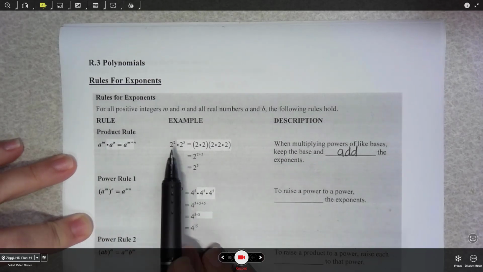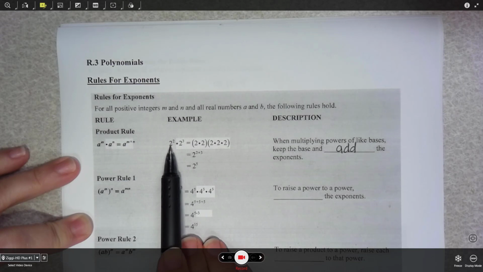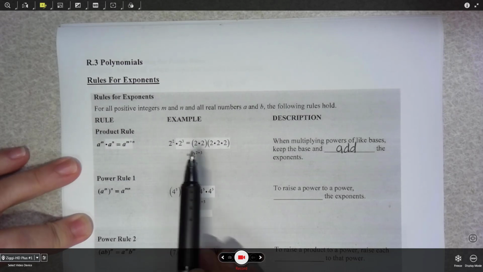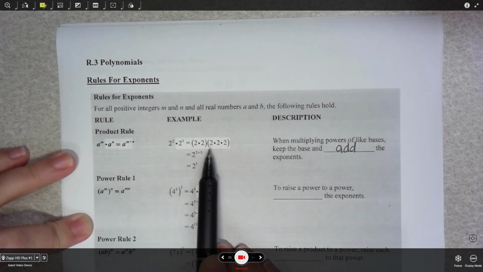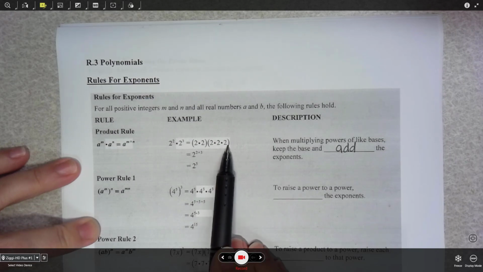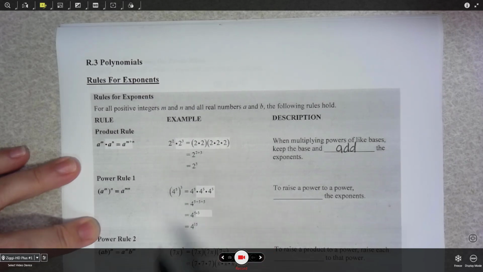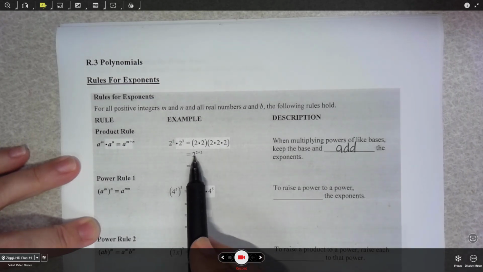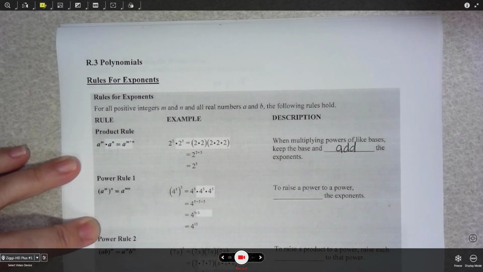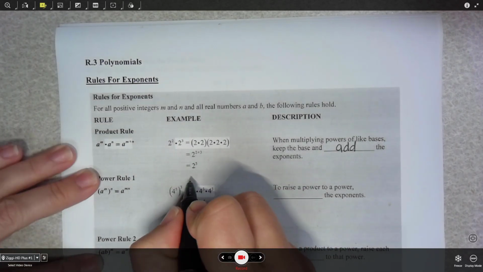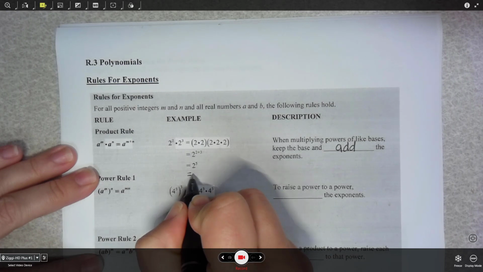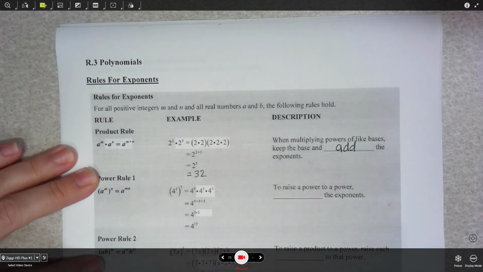So for a more specific example, we have 2 squared times 2 cubed. 2 squared is 2 times 2, and 2 cubed is 2 times 2 times 2, and you can work it out like that, but that's rather lengthy. So this rule lets us shorten it up a bit, and we can just keep the 2, and then use the exponents 2 and 3 and add them together to get 2 to the 5th power. And then if we were working a problem out, we would evaluate that to be 32.